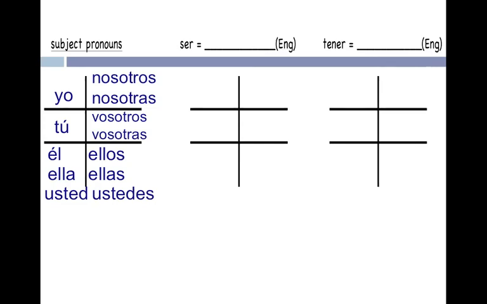¿Qué significa ser? Ser means to be. ¿Cómo se dice I am? Yo soy. You, familiar, singular, are. Tú eres. He, she, or you, formal, are. Él es, ella es, usted es. ¿Cómo se dice we are? Nosotros, nosotras somos. You guys, you gals are in Spain. Vosotros, vosotras sois. They are or y'all are. Ellos son, ellas son, ustedes son.